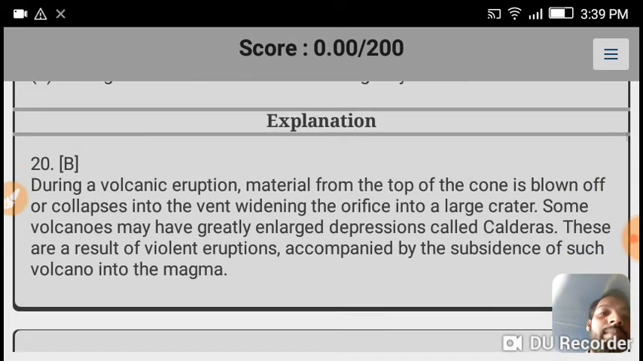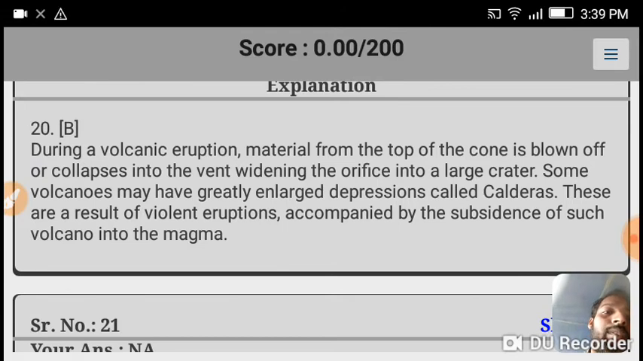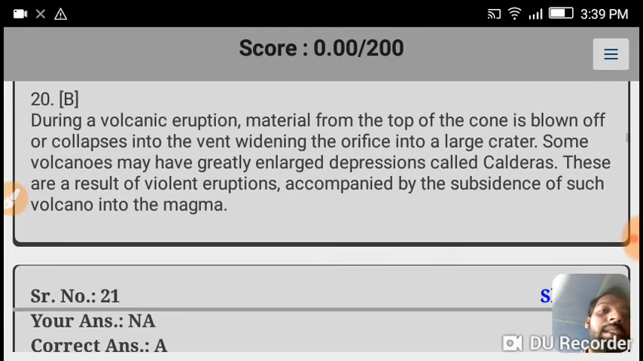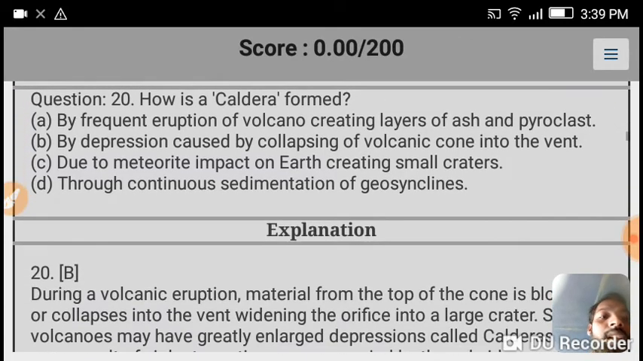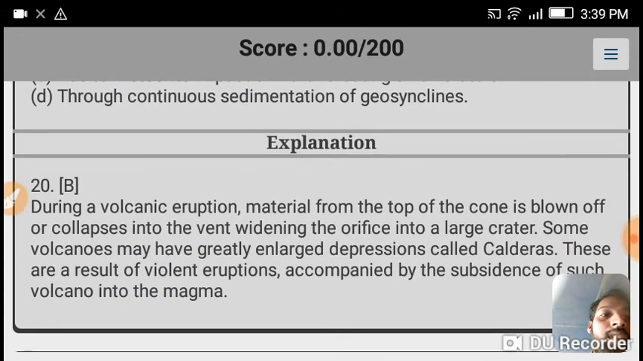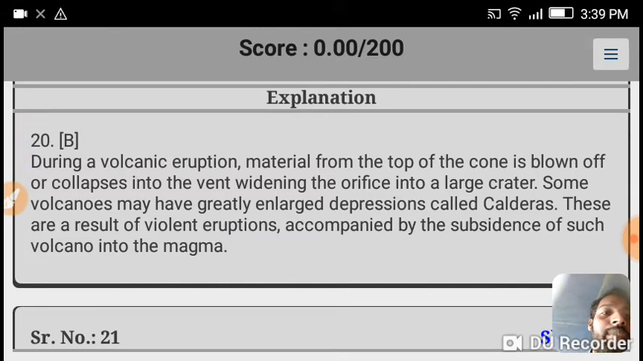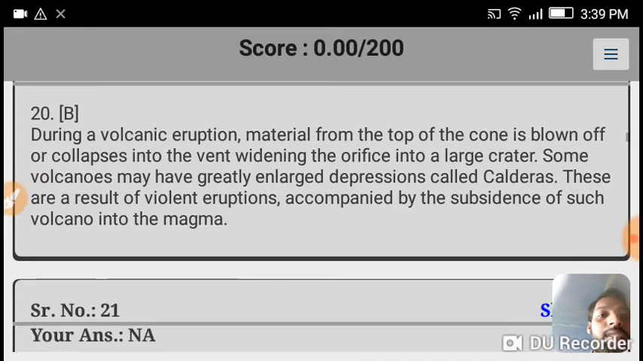During the volcanic eruption, material from the top of the cone is blown off or collapses into the vent, widening the orifice into a large crater. Some volcanoes may have greatly enlarged depressions called calderas. These are the result of violent eruptions accompanied by subsidence of such volcanoes into the magma.